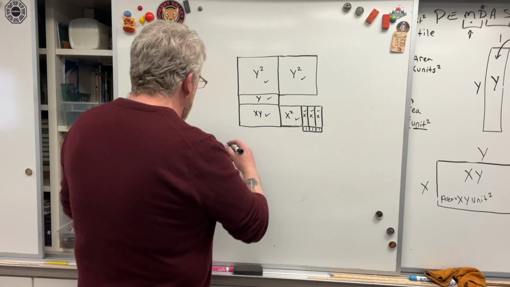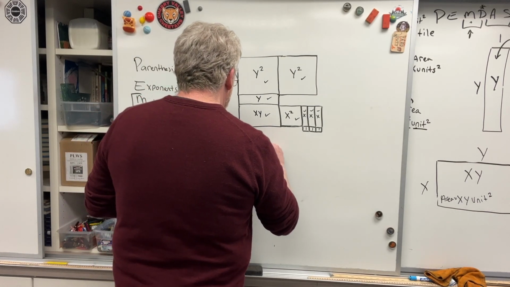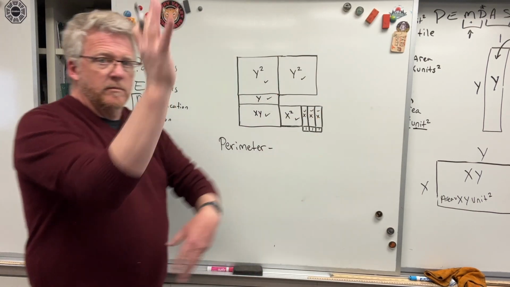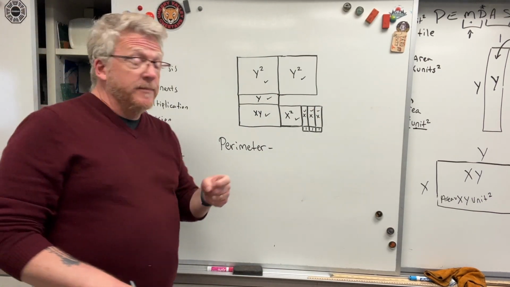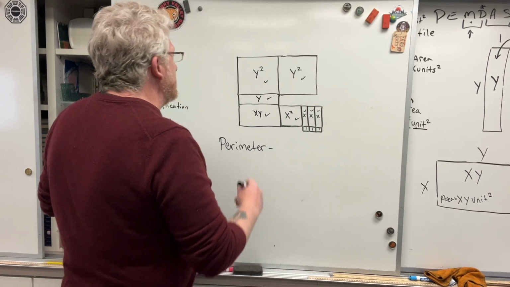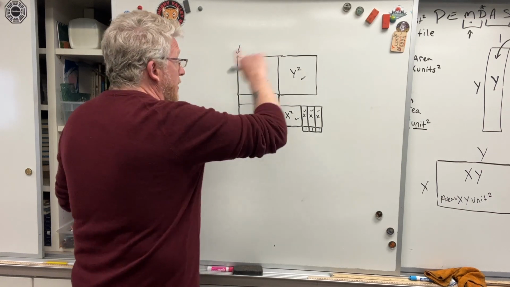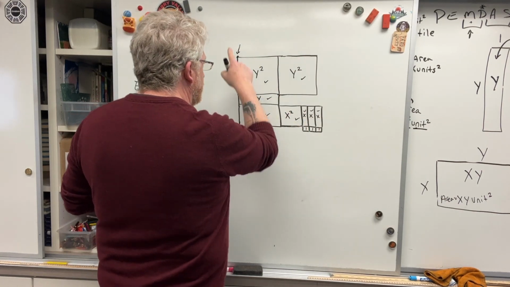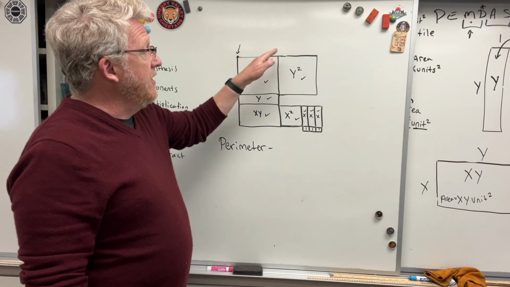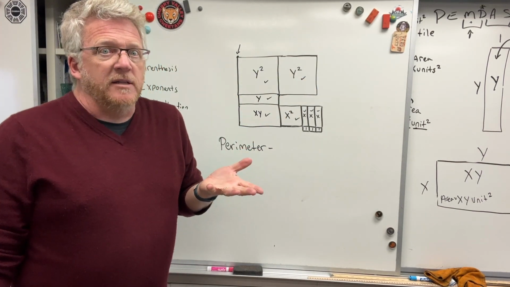Okay, perimeter. For perimeter, my strategy, as I mentioned before, is to put a little dot where I'm starting, and I'm going to walk clockwise around this shape and track the lengths along the edges. Oh, I haven't marked the lengths along the edges yet.